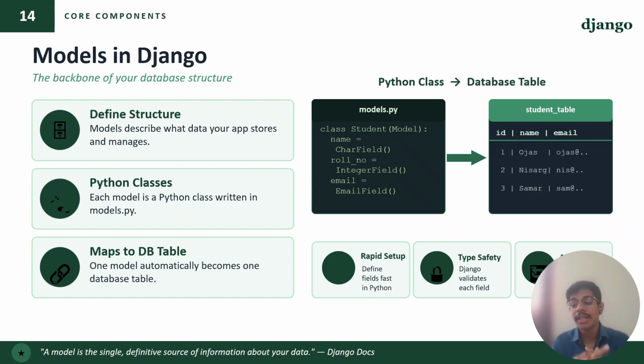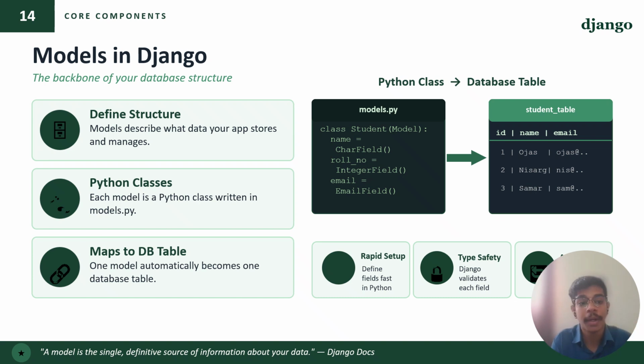One advantage of the model is rapid setup. We only need to define fields in Python instead of writing SQL queries. Another advantage is type safety. Django validates every field according to its data type. Finally, Django automatically generates SQL commands in the background. This makes database development much easier.